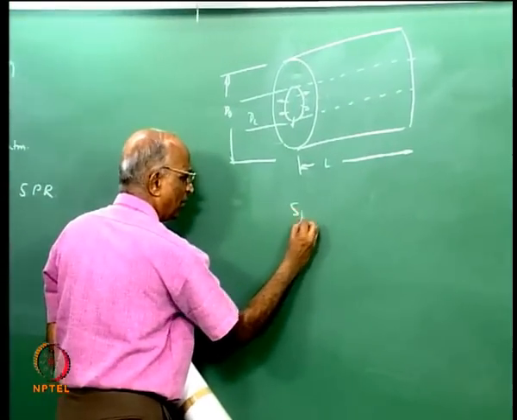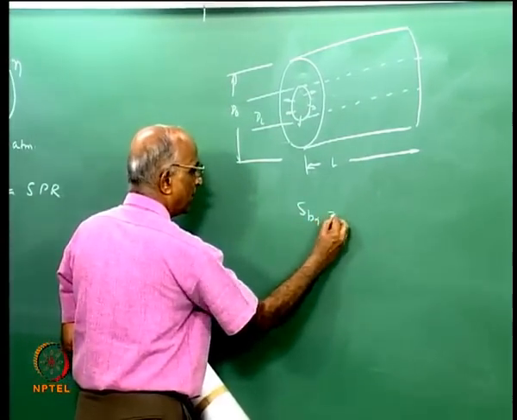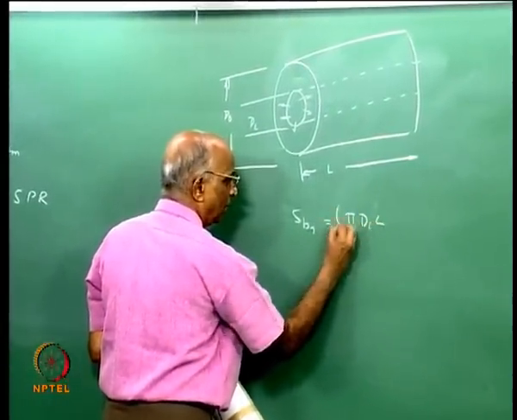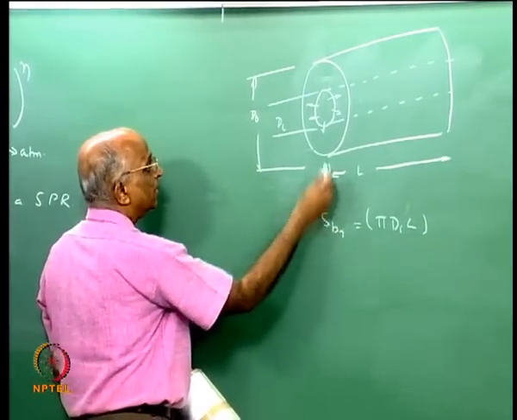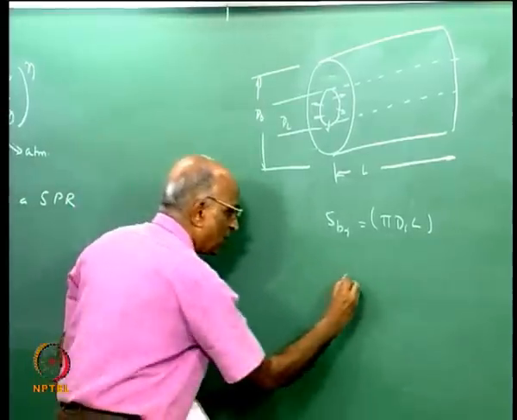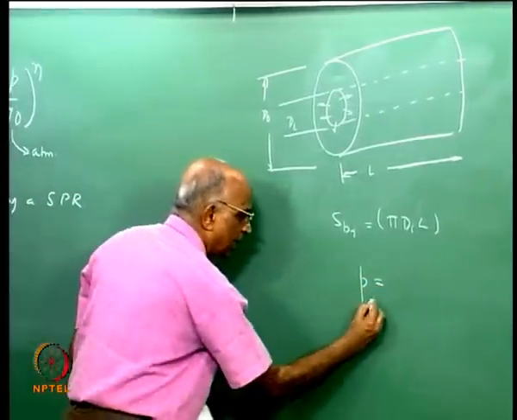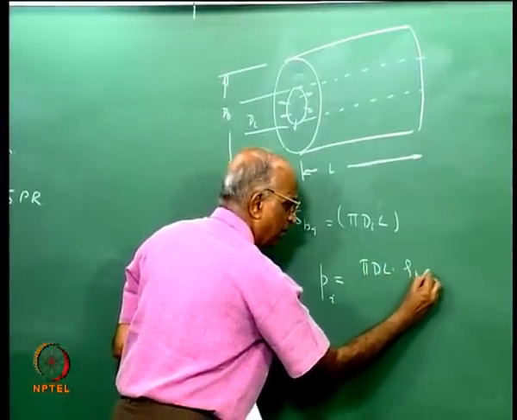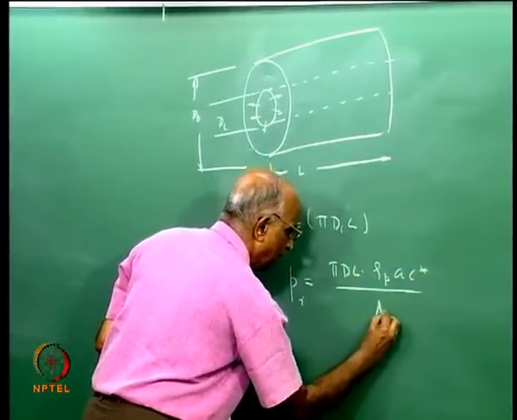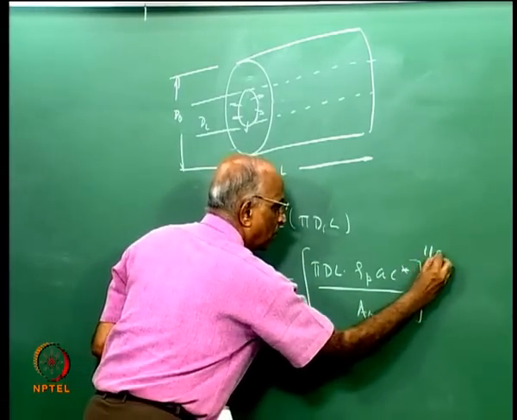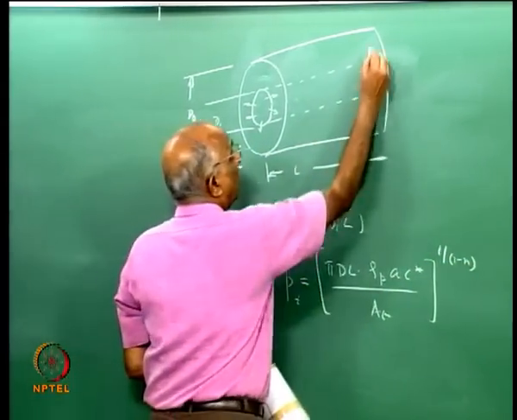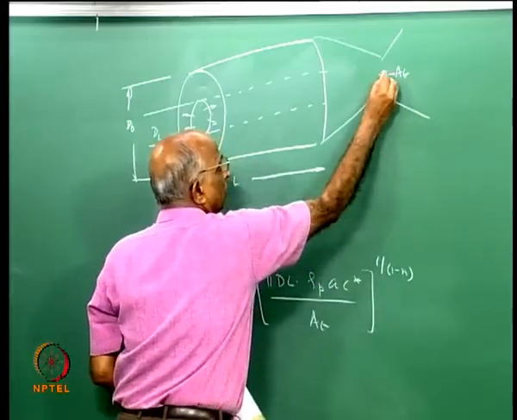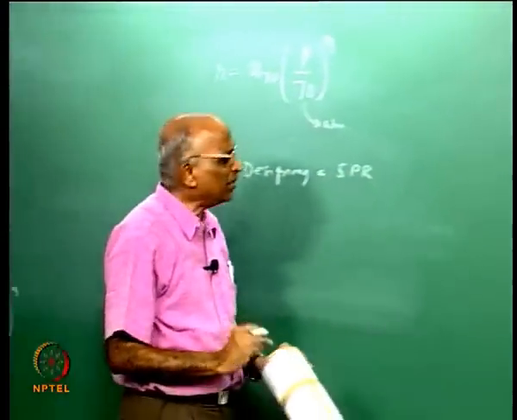The initial burning surface area I have to calculate first. The initial burning surface area is equal to pi di L, which is the perimeter times L. And the final burning surface area is equal to pi do L. And therefore, the pressure at equilibrium to begin with, pi, is equal to pi di L into, again, I carry over, sp a c star divided by At, to the power 1 by 1 minus n. That means I am housing this in a nozzle, and the throat area is equal to At over here.